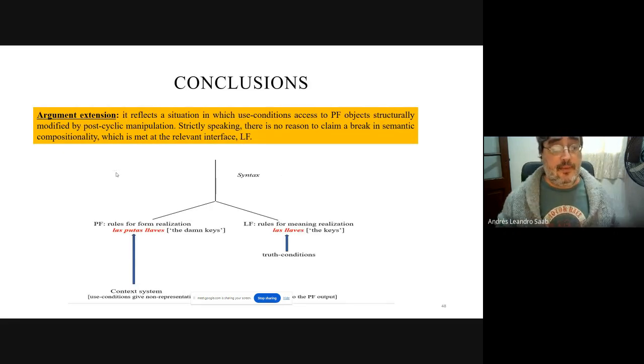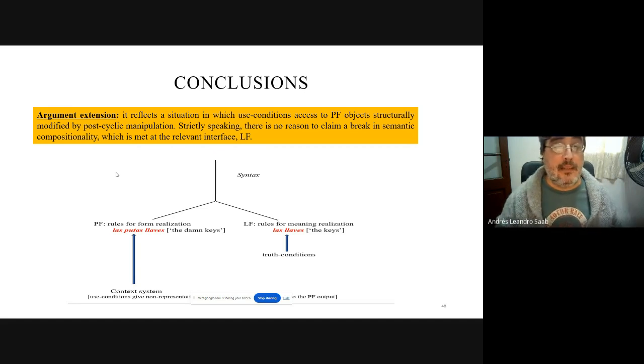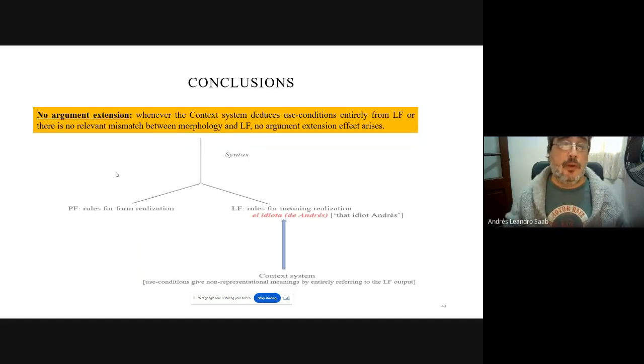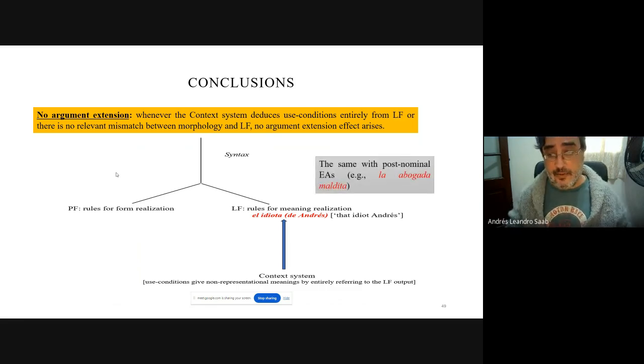Argument extension, as I presented it, reflects a situation in which use condition access to PF objects is structurally modified by post-cyclic manipulation. Strictly speaking, there is no reason to claim a break in semantic compositionality, which is met at the relevant interface, LF. When you have no argument extension, like epithets, the context system deduces use conditions entirely from LF. Okay, there is a typo there. So when these conditions are entirely deduced at LF, there is no argument extension effect. This is the case of epithets, but it's also the case with postnominal expressive adjectives like "la abogada maldita".